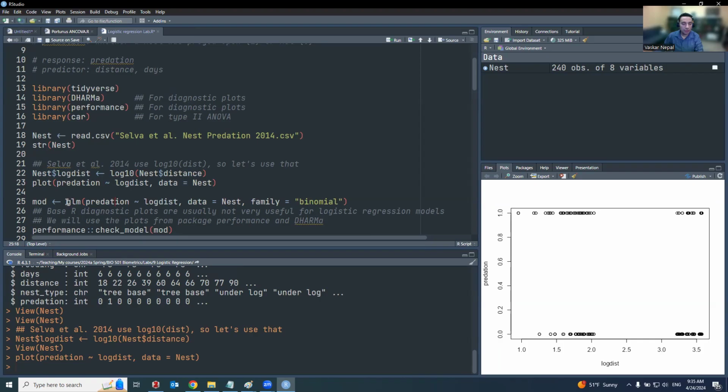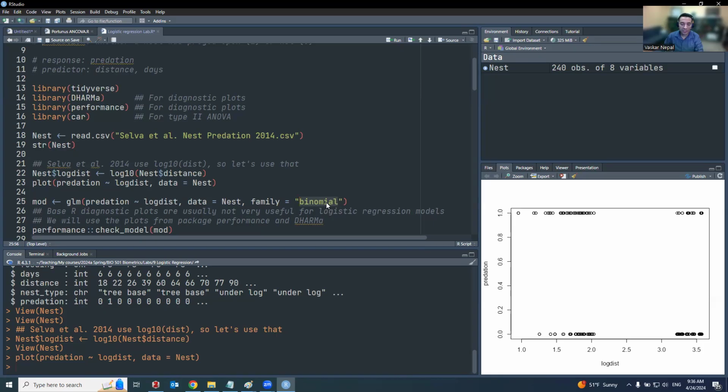And to do that, we will use this function GLM from base R. This function is in base R, okay? And just like what we did in the plot, we put the Y on the left-hand side of that tilde. And then on the right-hand side, we put log dist. We provide the name of the data, and then we call it family equals binomial. Now, this is actually what is different for GLM compared to the model that we have been fitting so far.